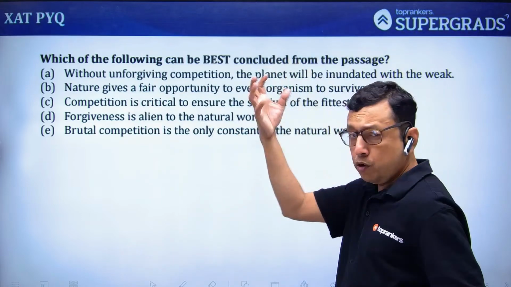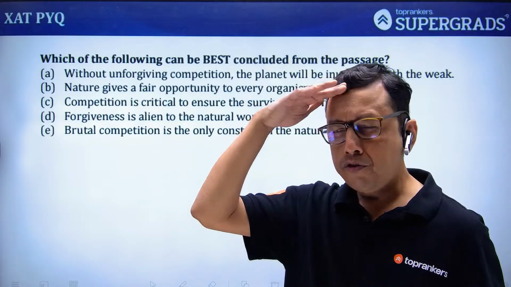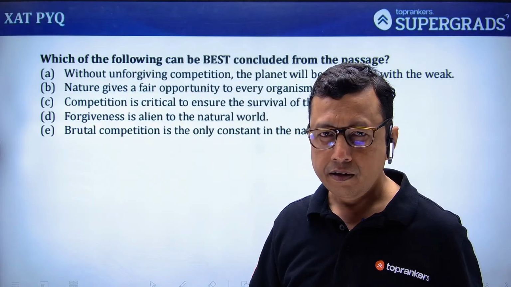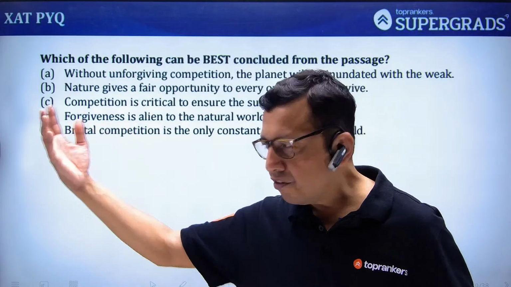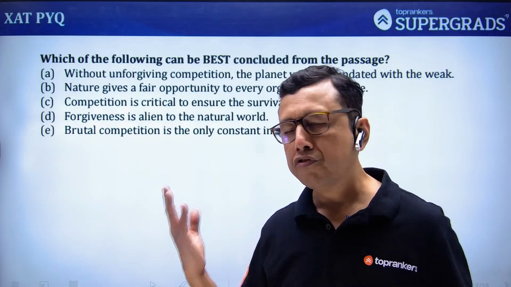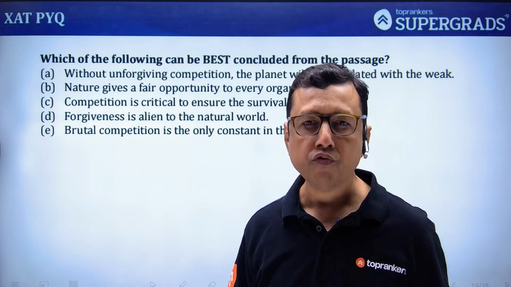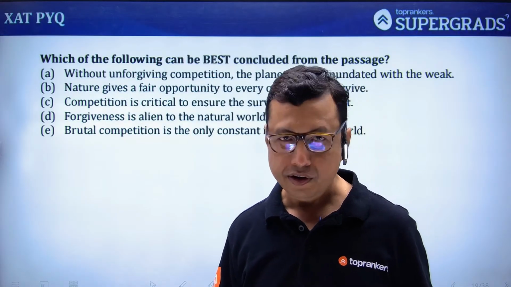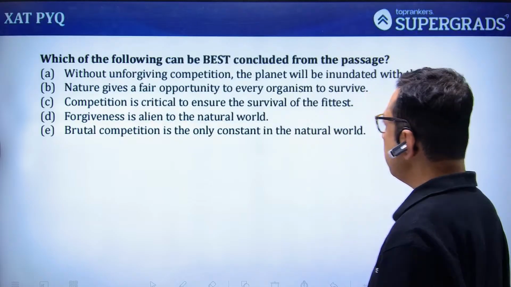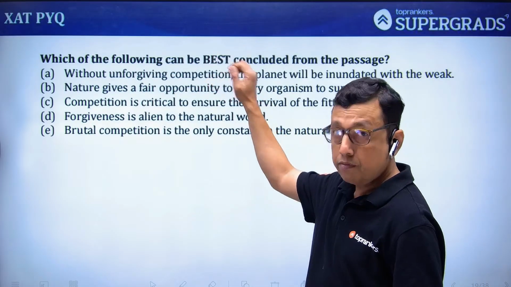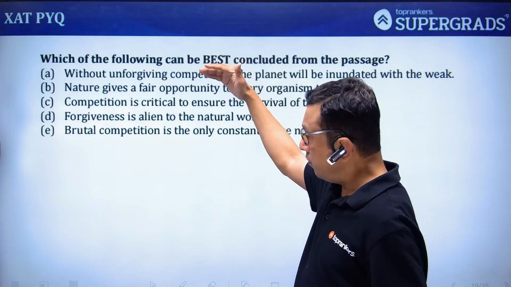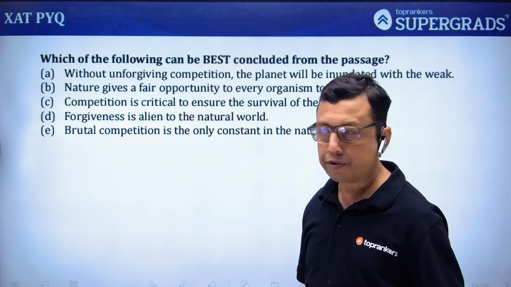Best concluded. Concluded means there should not be any doubt in your mind. You're not adding a few layers and drawing an inference. It's almost directly indicated in the passage. That is when you can say it can be best concluded. And there is a rider here, best also, which means that you need to compare the options.